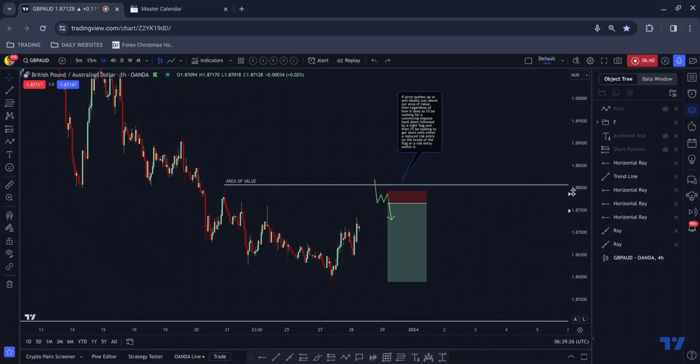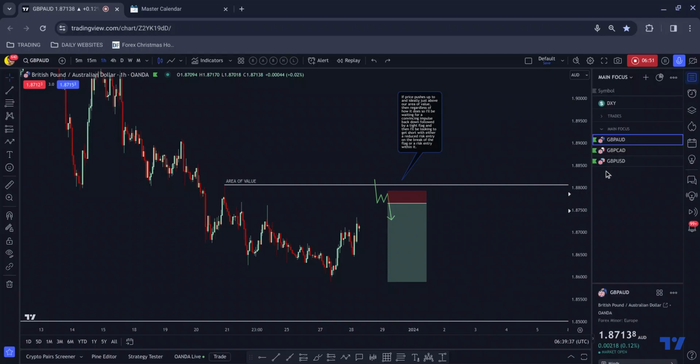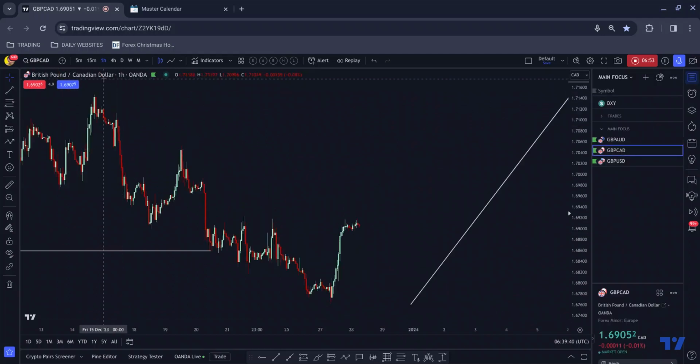If this setup, and of course if this alert is triggered, then I have another alert to see if we actually push up to the area of value. If we do not, then I will not be looking to place a trade. That is pound Aussie. So on pound CAD, I'm kind of going in the other direction.